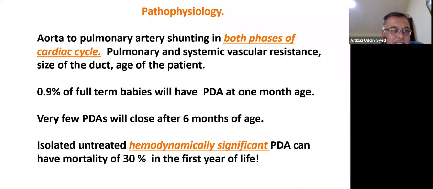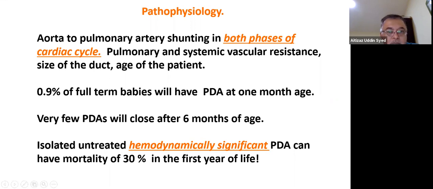But the thing to understand is that a 3 millimeter or 4 millimeter PDA causes more problem than a 3 millimeter VSD or other intracardiac shunt, because the aorta to pulmonary shunting is in both phases of the cardiac cycle, systole as well as diastole. So because of this increased shunting mechanism, even the same diameter PDA, let's say 3 or 4 millimeter, will give you more problem as compared to a 3 or 4 millimeter VSD in a neonate or a child. And obviously the shunting will depend not only on the size of the duct, but also on the pulmonary and systemic vascular resistances. If resistance is low on the pulmonary side, then there'll be more shunting.